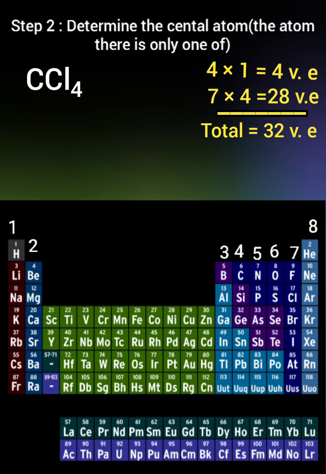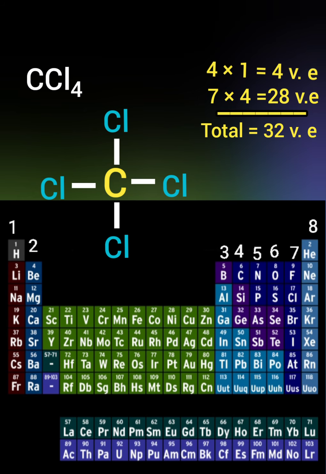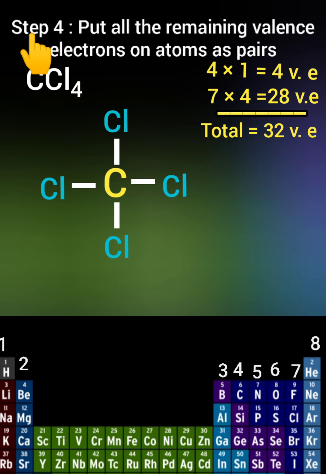Step 2. Determine the central atom. The atom that there is only one of. Here carbon is the central atom. Step 3. Draw single bonds to the central atom. Step 4. Put all the remaining electrons on atoms as pairs.